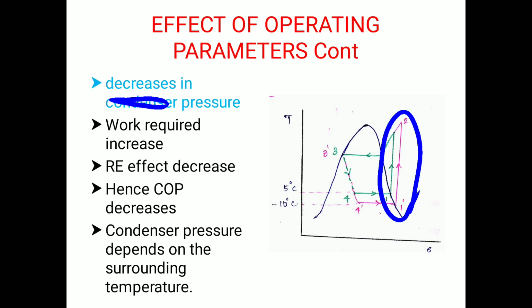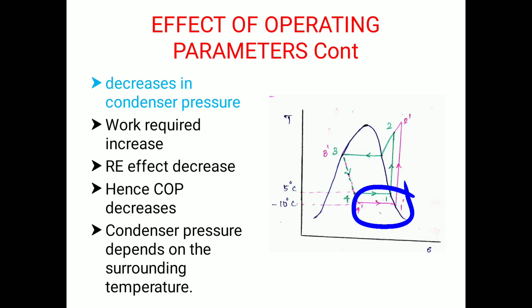work required is increased if you decrease the evaporator pressure, and refrigerant effect also decreases. You can see the refrigerant effect also decreases. Hence, COP also decreases because we know that COP is refrigerant effect divided by work required. So in this case, COP will definitely decrease.